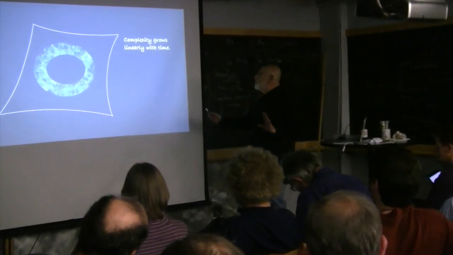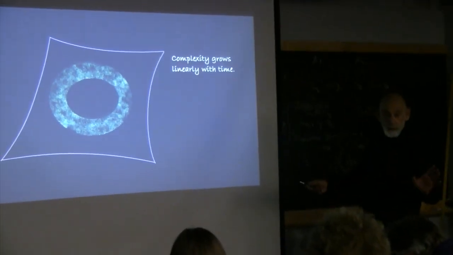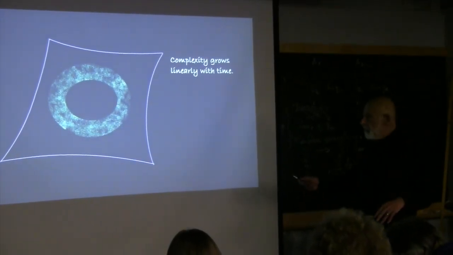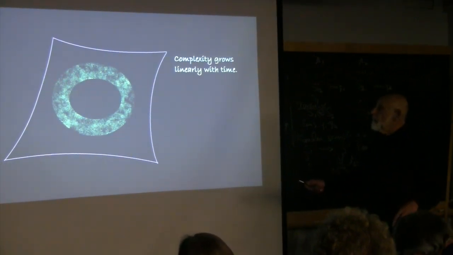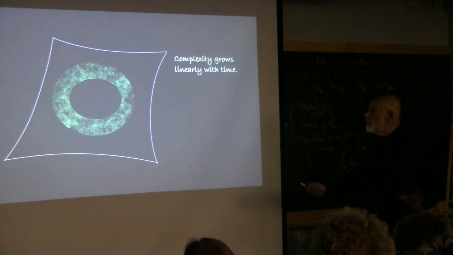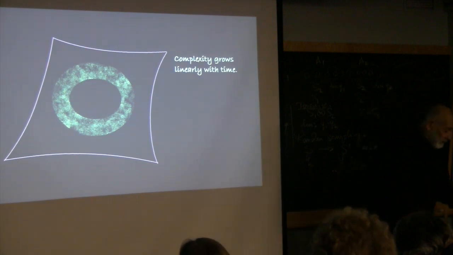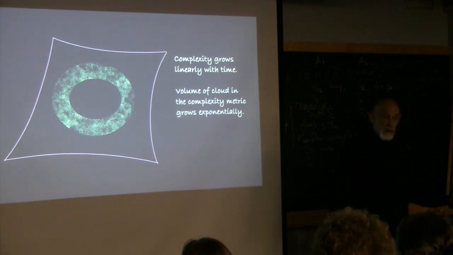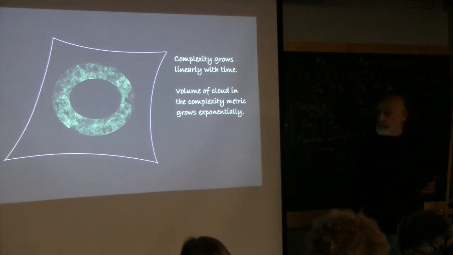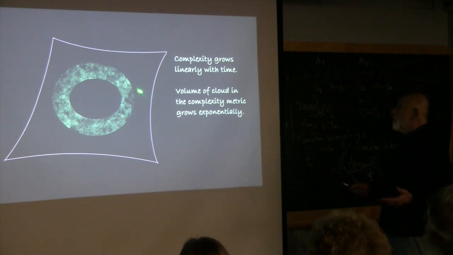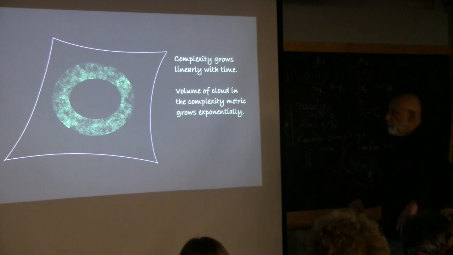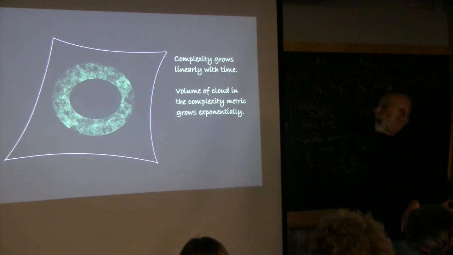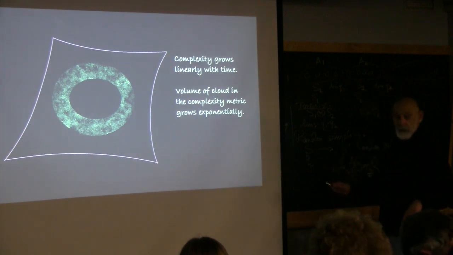So first of all, the complexity is expected to grow linearly with time, at least for some period. So that means that we'll move out in this space in a way that the complexity itself grows linearly with time. Second of all, and now here is where a real conjecture comes in, the volume of the cloud, because of the negative curvature, I expect to grow exponentially with time, and therefore exponentially with the complexity itself.